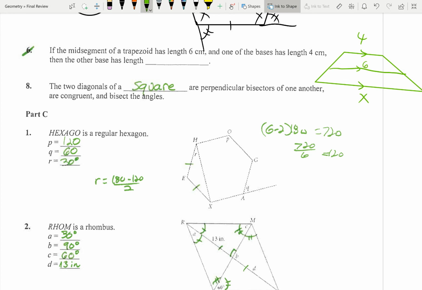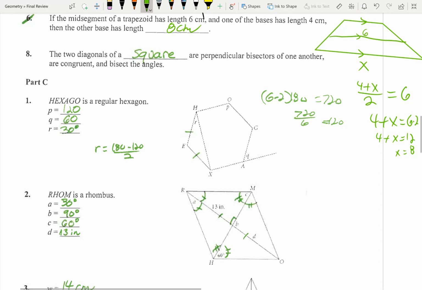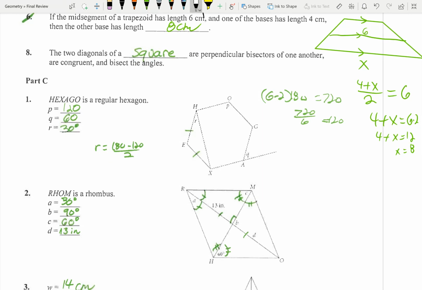Okay. So how does that work? Well, it turns out that 4 plus X, if you add that together and divide by 2, is going to equal 6. Another way to think about it is that 4 plus X equals 6 times 2, or 12. And so since 4 plus X equals 12, X would have to be 8. And so that's going to be 8 centimeters. Okay. Next, I'm going to go ahead and erase this over here.